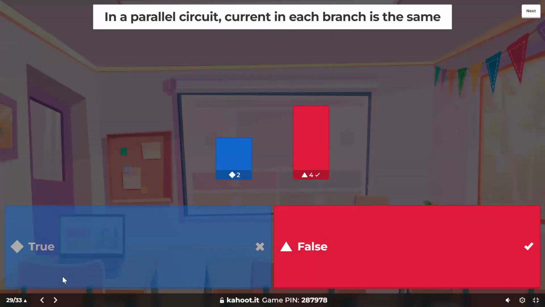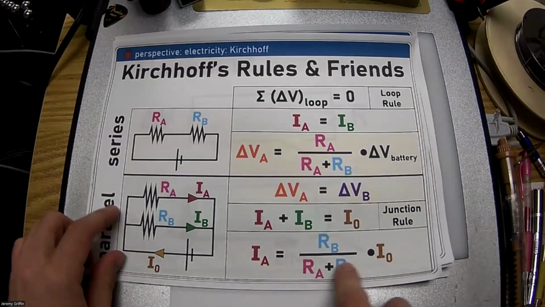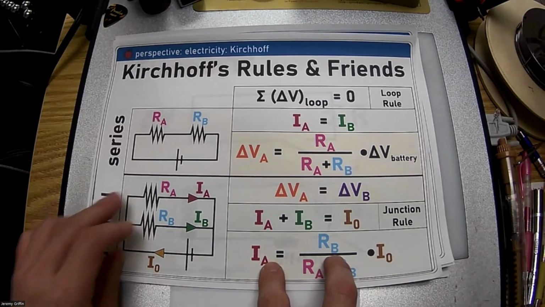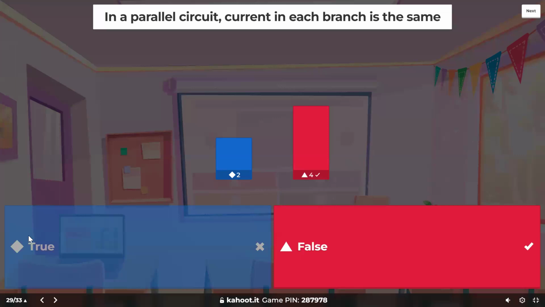Yep, that's a false statement. I'll switch over here real fast and point out the rule. Okay, so we're talking about this rule right here. In a parallel setup, the current splits, and the current through each branch is proportional to the other resistor, right? Because more current is going to flow where there's less resistance.